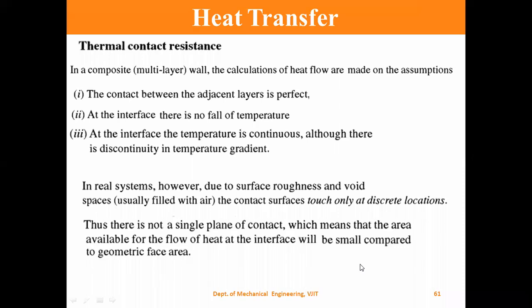In the earlier derivation, we assumed that the surfaces are in perfect contact. There is no gap between the two surfaces, no unevenness, and no air gap. Then only can we use that equation. Suppose any such features exist, then the area changes, the rate of heat transfer changes, and the thermal contact resistance also changes.